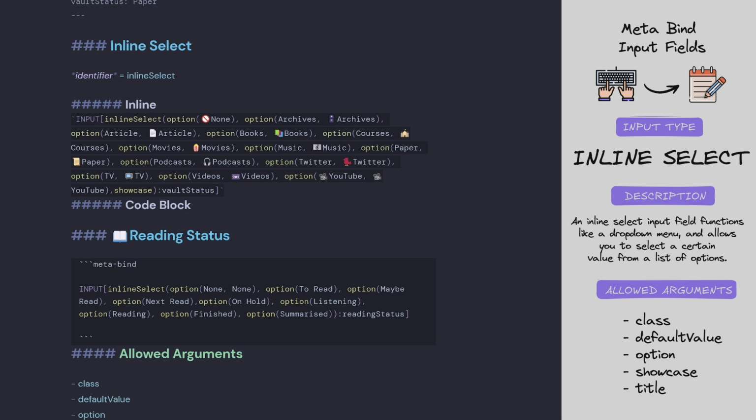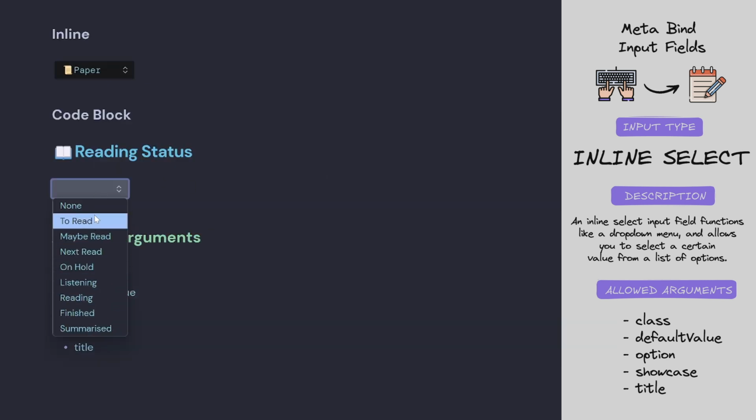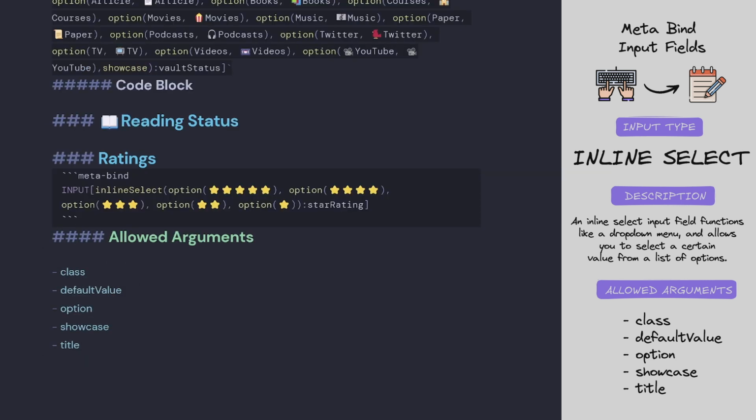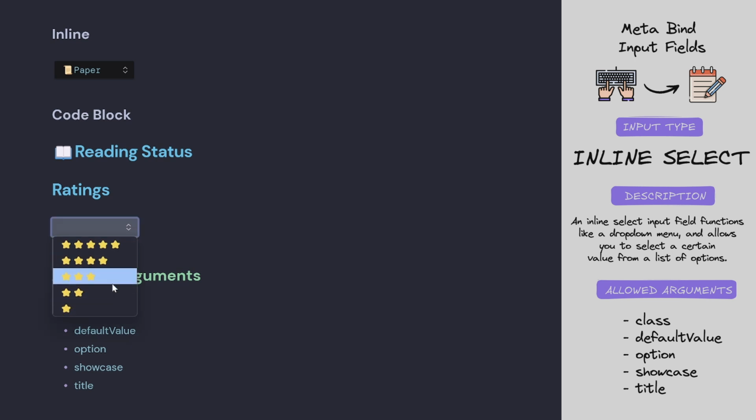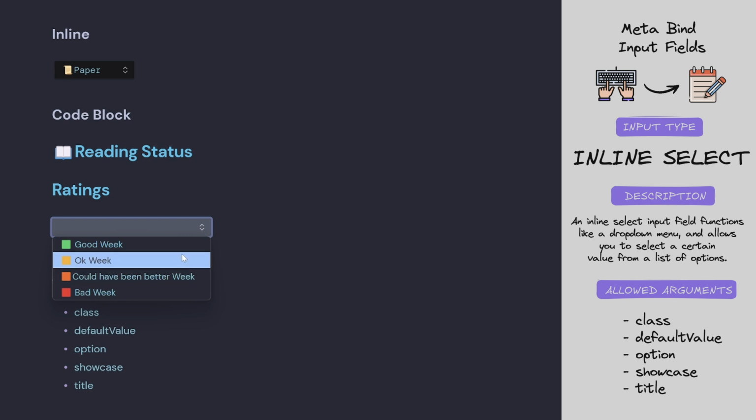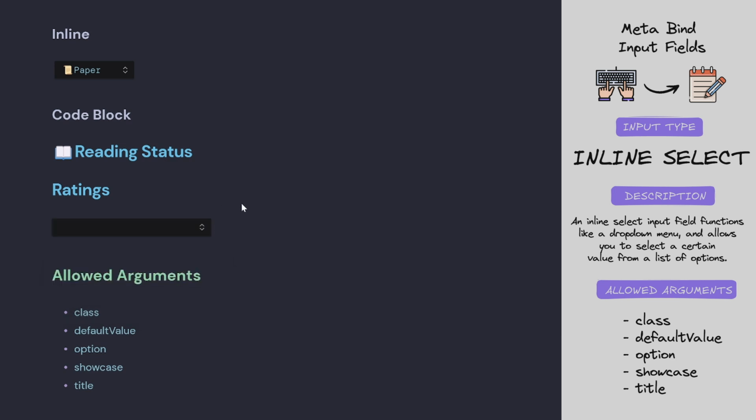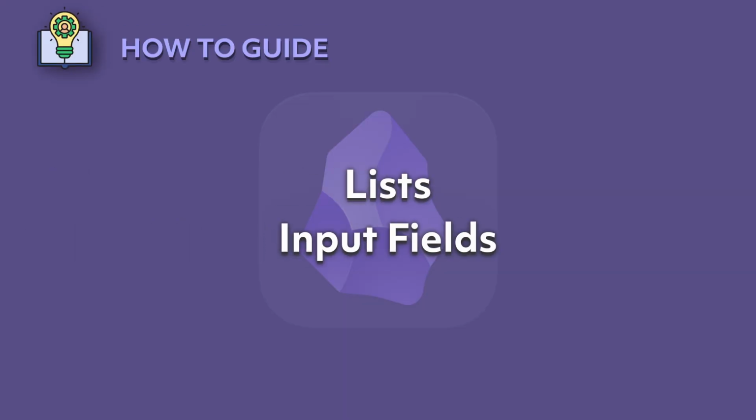So this could work for a reading status. So you could have your reading status set. You could do it for a rating status, and this could be a rating out of 5. You could also have something like a rating the week status, and this could be in a journal to rate the week.